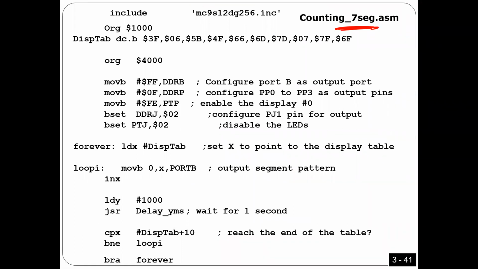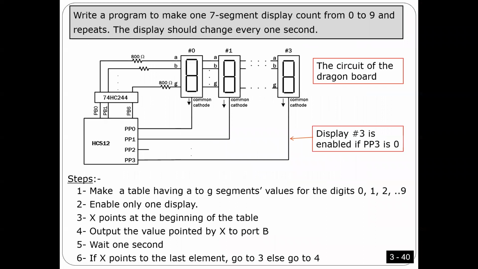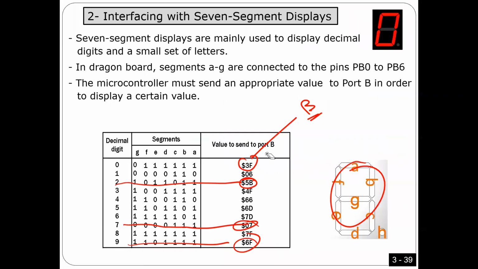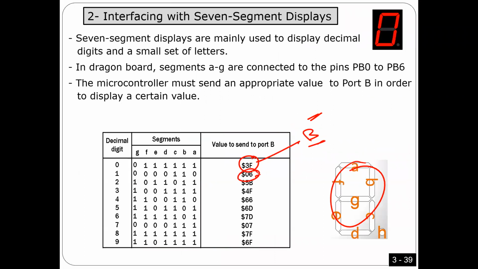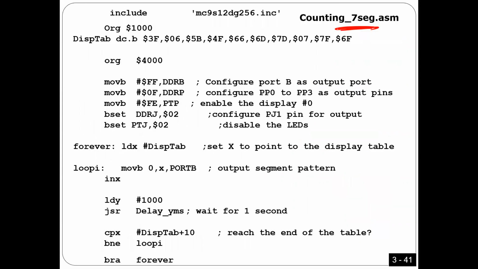Look here, guys. How can I do this very simply? Very simple. I have these numbers here. So I'm going to output this one to port B, wait 1 second. Then output this one to port B, wait 1 second. Then output this one to port B, wait 1 second. And that's it.